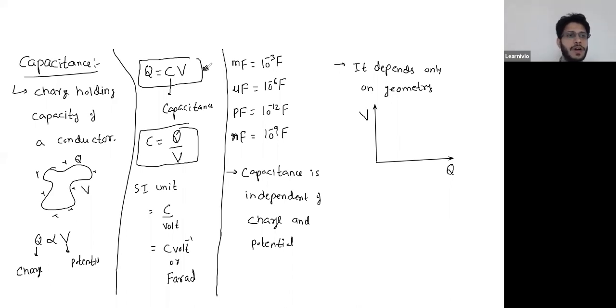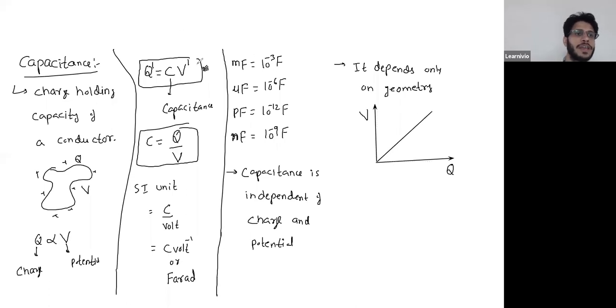Well, Fatma, can you guess the nature of the graph? Q versus V graph. Yes, it would be a straight line. Afroza, if the equation is linear, see, the power of Q is 1, V is 1, the equation is linear. The graph would be a straight line.